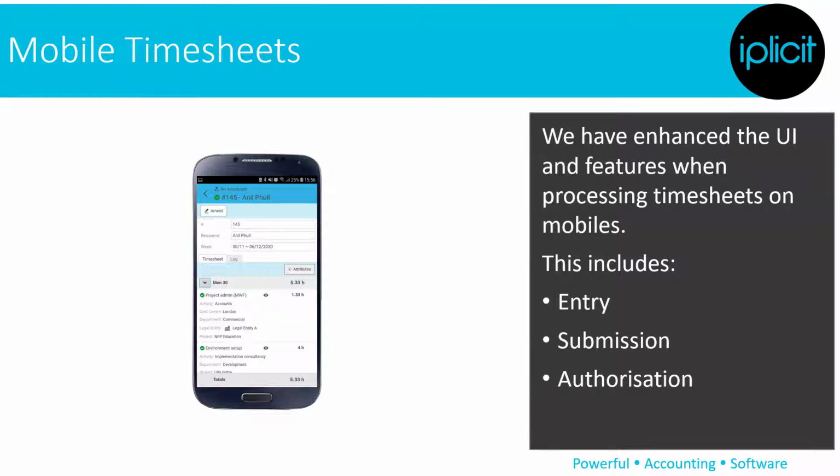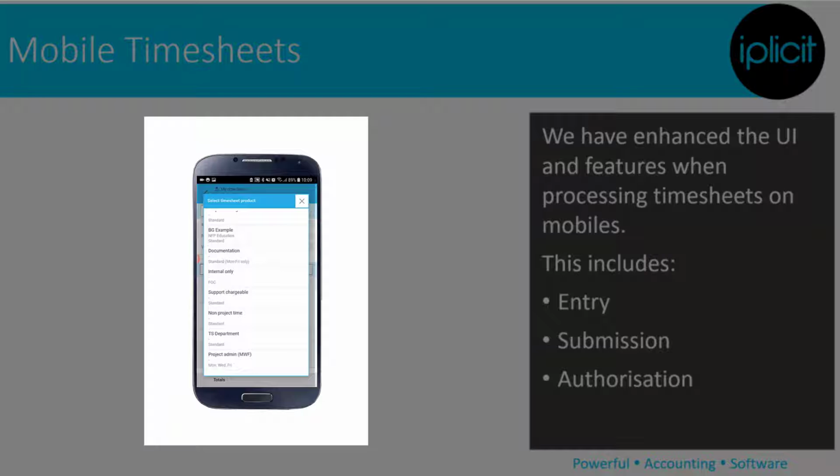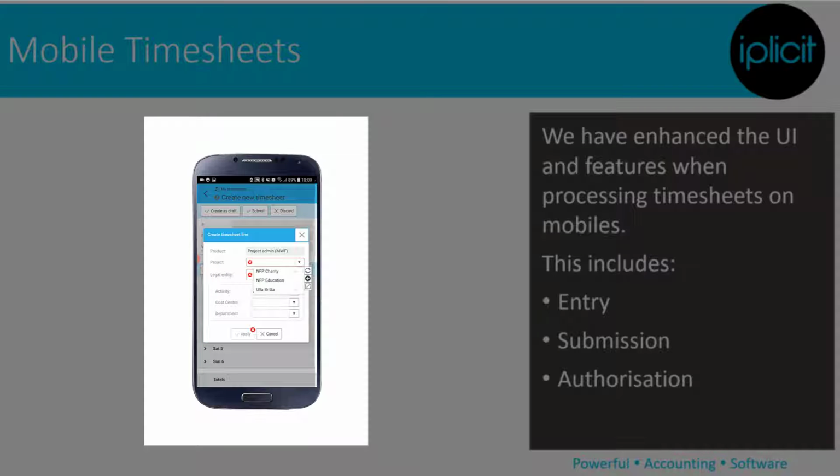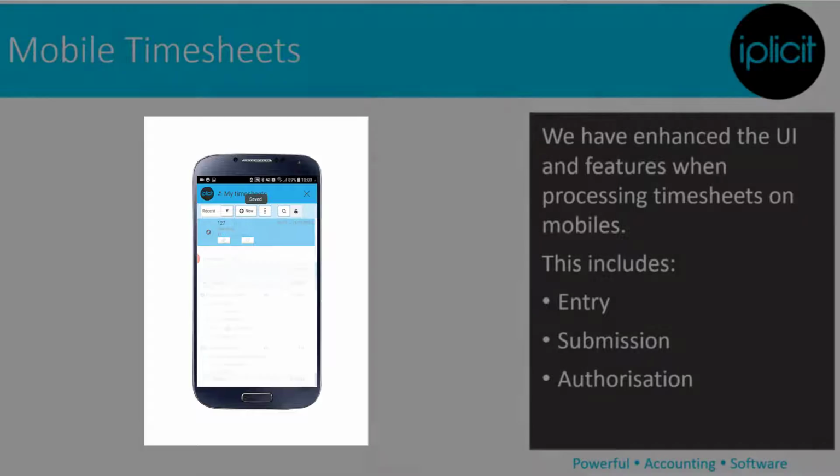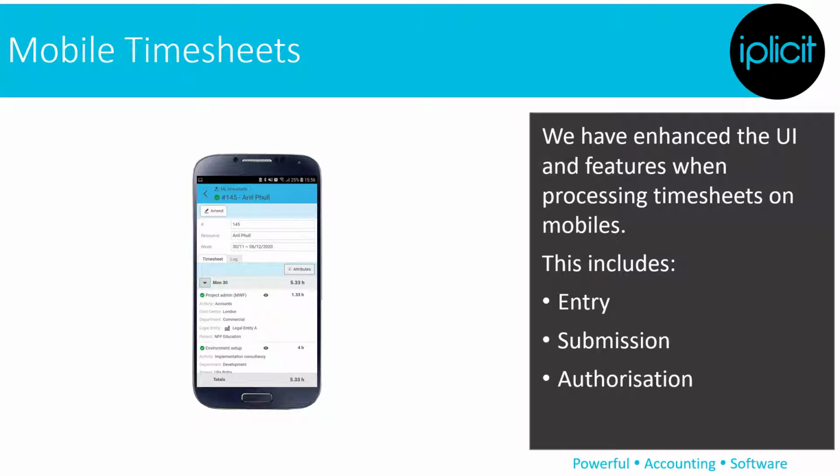Continuing on with the improvements of timesheets, you can now submit timesheets from mobile. So we have enhanced the UI and features when processing timesheets on mobile, and this includes the timesheet entry, the timesheet submission, as well as authorizations for timesheets. So if you don't already have the app downloaded, please do, and you can go to the website to find out how to download that, but simply type in iplicit on the Google Play Store or the App Store.